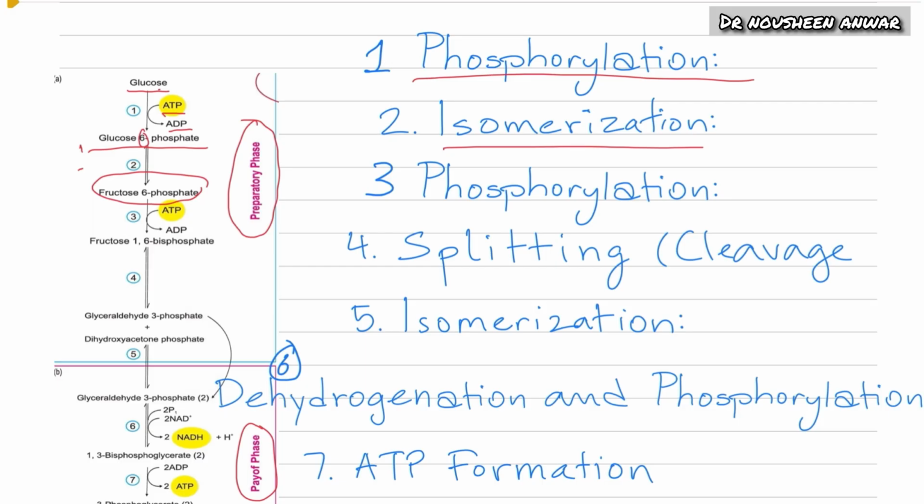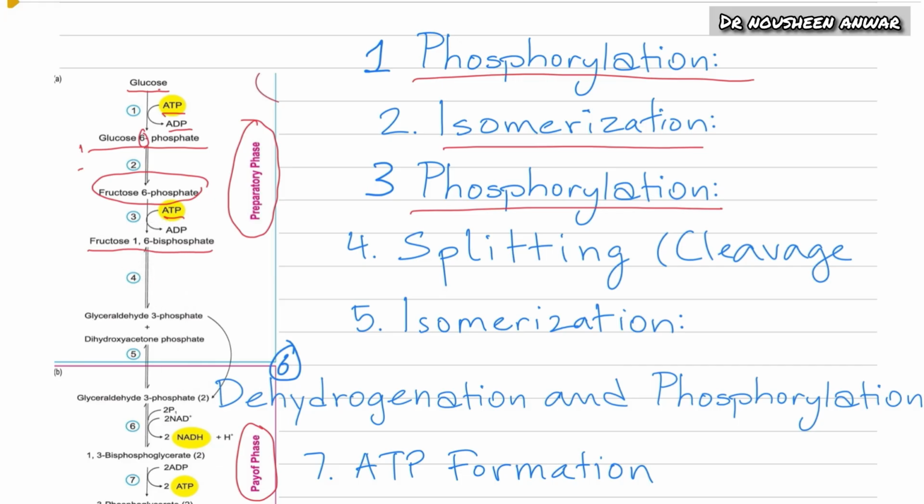We need another ATP, another phosphate group. So now we use ATP, converting it into ADP, and the phosphate is attached to this fructose 6-phosphate. It becomes fructose 1,6-phosphate. Why is it called fructose 1,6-phosphate? Because another phosphate is attached to carbon number 1, while previously it was on carbon number 6. This process is also called phosphorylation, because a phosphate group is attached to the fructose 6-phosphate, right?